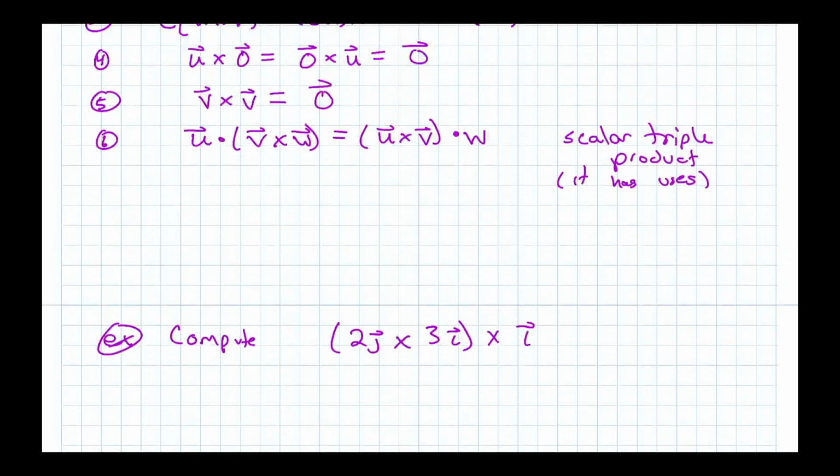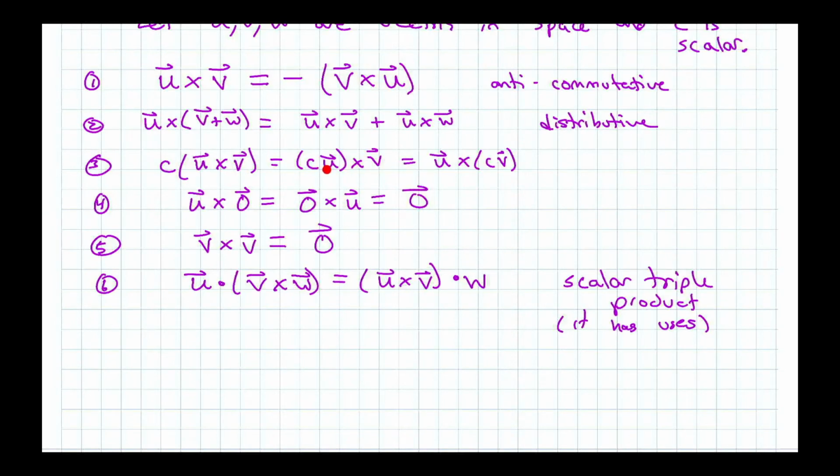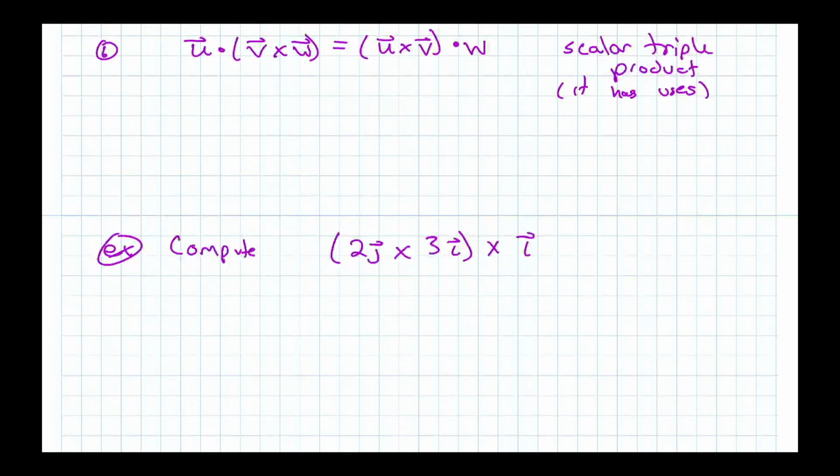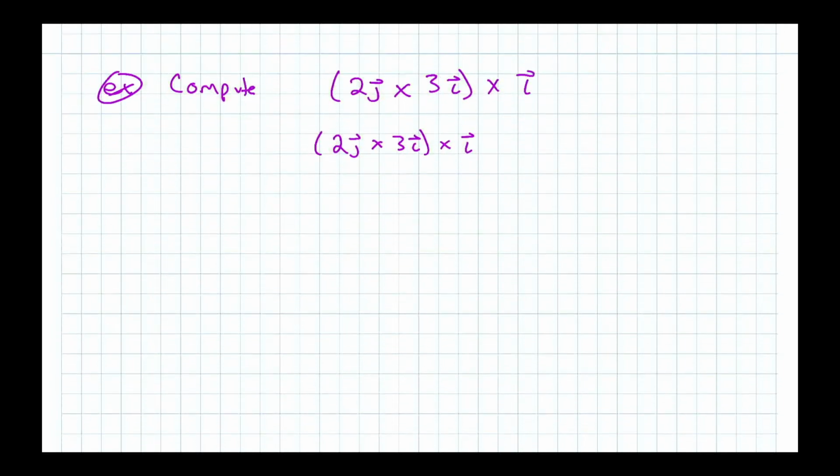So what you can do is use this property, where if you have a constant on the vector, you can take it out, and you can do that to each of these. So use the properties: 2j cross 3i cross i. You can basically take the 2 out using the rule for constants. Then you can take the 3 out and have 2 times 3, j cross i cross i.